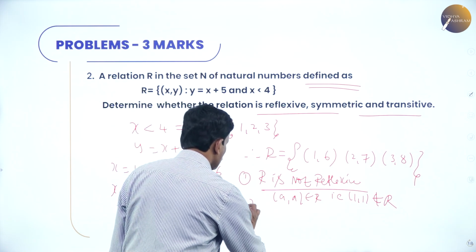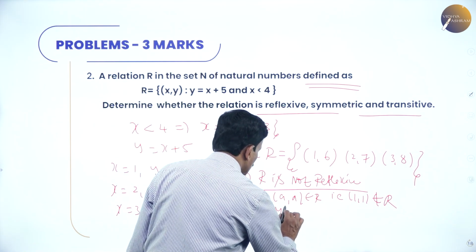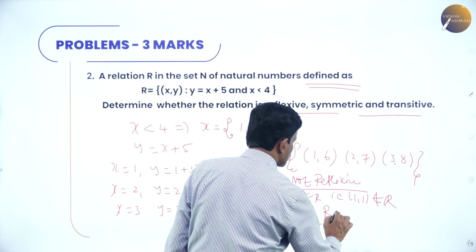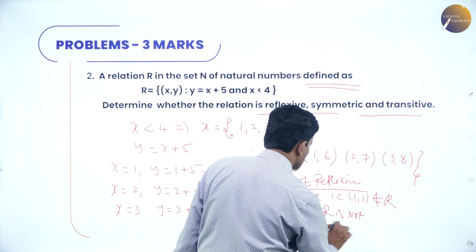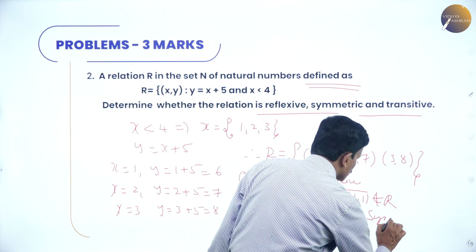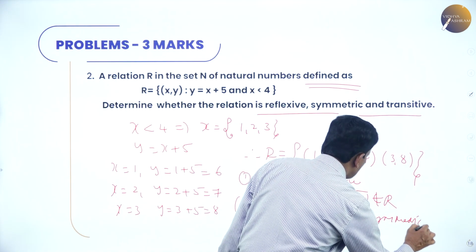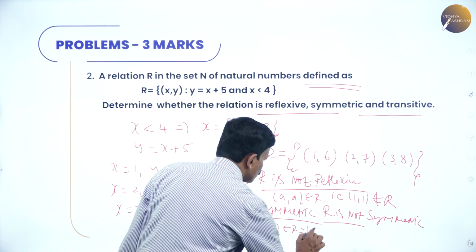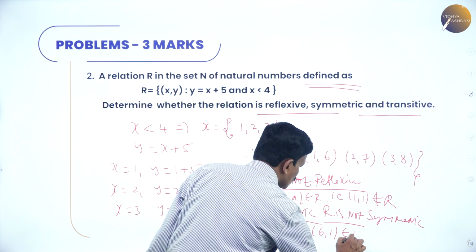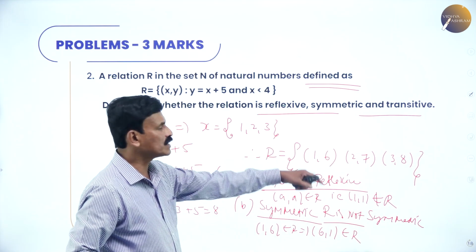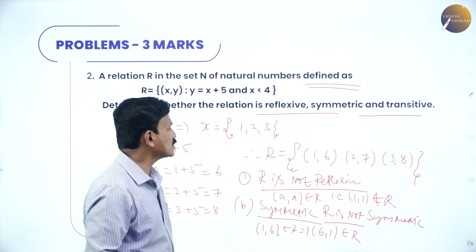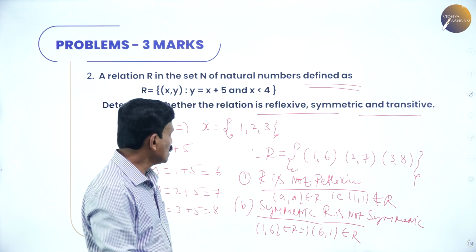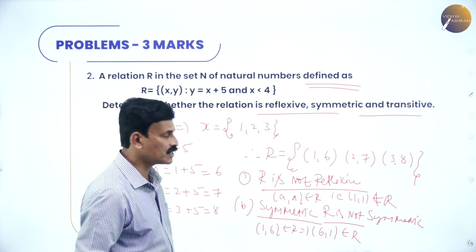Next, symmetric. R is not symmetric. What is the reason? Because (1, 6) belongs to R, but (6, 1) does not belong to R. Right, (2, 7) belongs to R, but (7, 2) does not belong to R. (3, 8) belongs to R, but (8, 3) does not belong to R. Not reflexive, not symmetric.